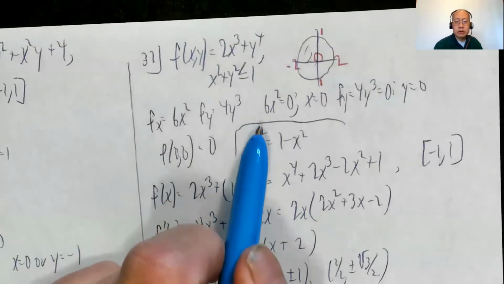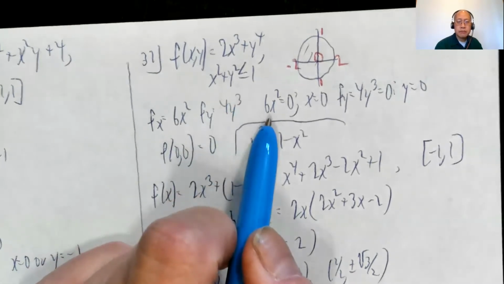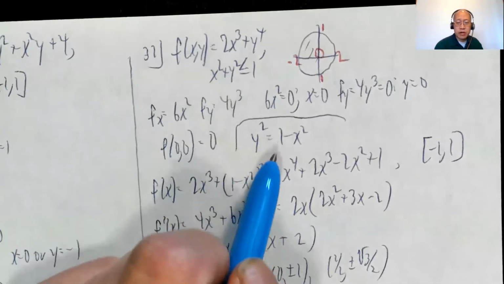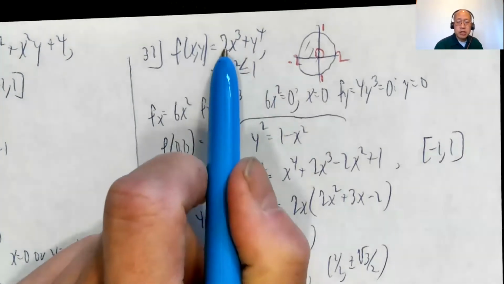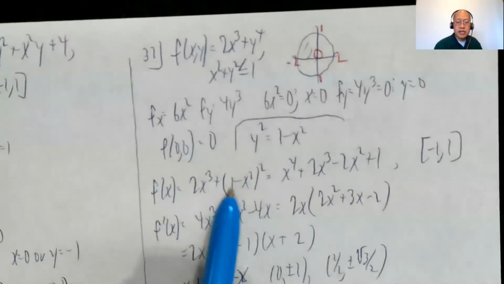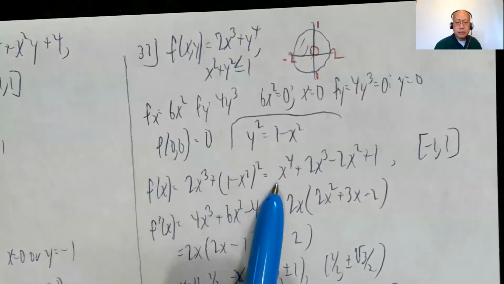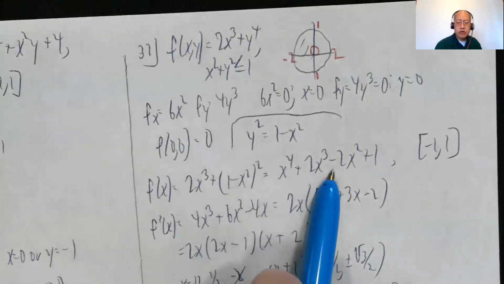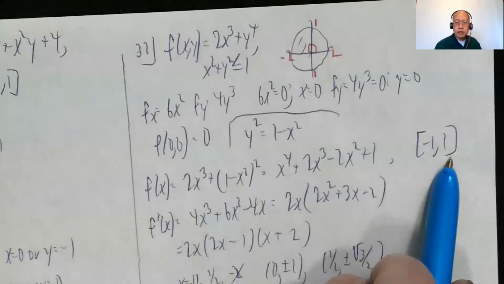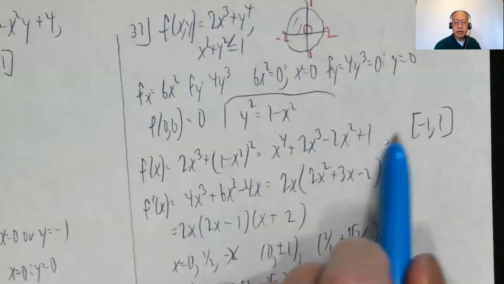Now along the boundary. Okay, well, for the boundary, I have y squared equals 1 minus x squared. So the function becomes 2x cubed plus y squared squared, or 1 minus x squared squared. A little bit of algebra, that's x to the 4th minus 2x squared plus 1 plus 2x cubed on negative 1 to 1. Okay, so I'm trying to maximize or minimize that.